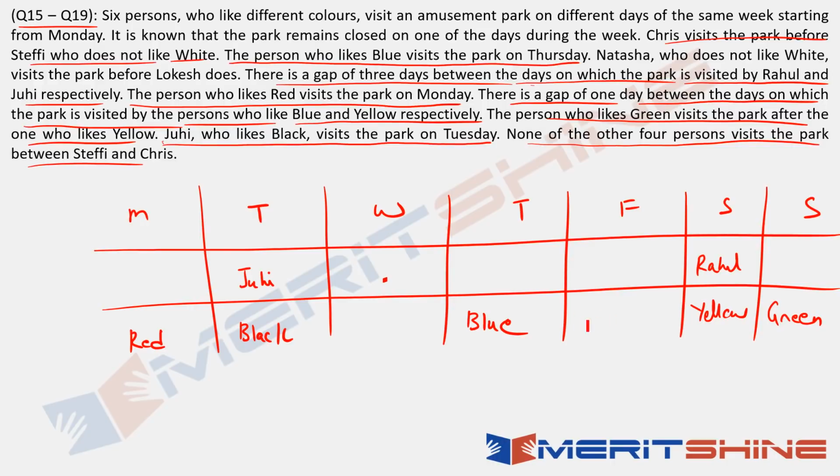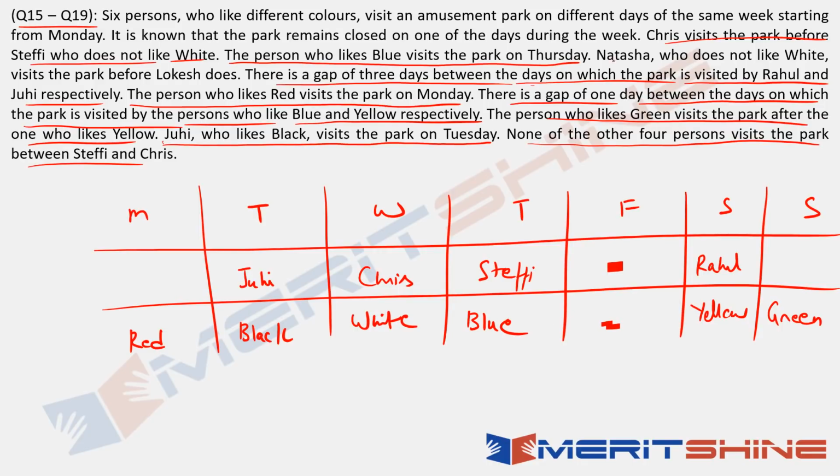If we put white here, then white has to either come here or here. If we put white here, then it would result in a violation, because then it would be Chris here and Steffi here. But it says that Steffi does not like white. So it means that this is not white. In fact, this would be the off day then, and this is off day, and this would be white. That's the only way it can happen. So this is white, and in that case this is Chris here, and this is Steffi, right? And what else is left?